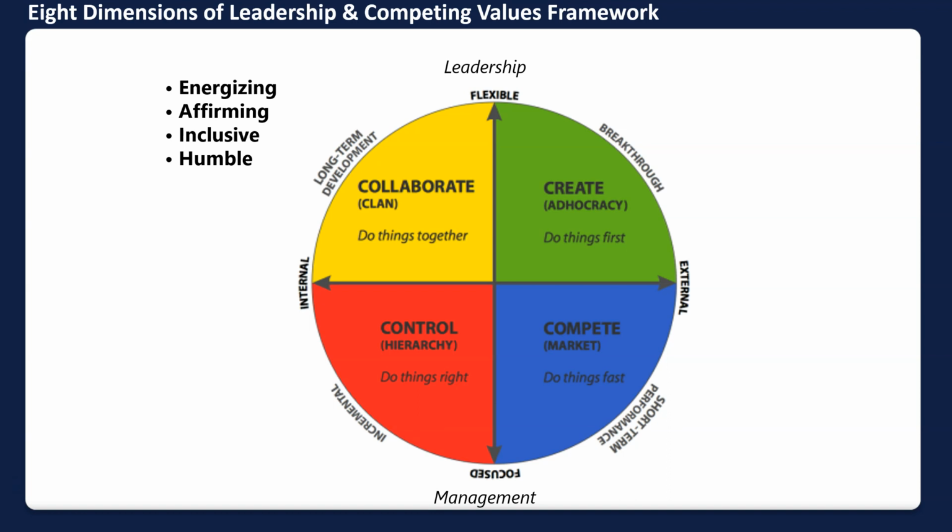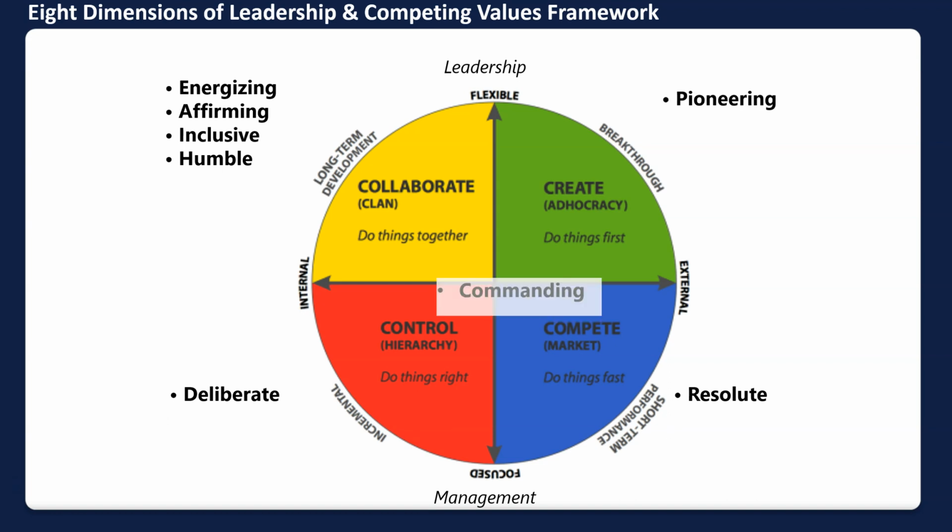Really, four of the eight dimensions of leadership are on the collaborate quadrant: energizing, affirming, inclusive, and humble. And then resolute is especially on the compete. Deliberate, especially on the control. Pioneering is especially on the create.